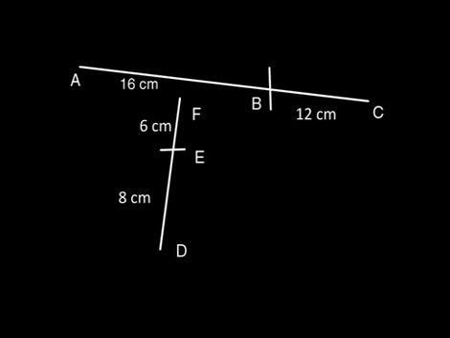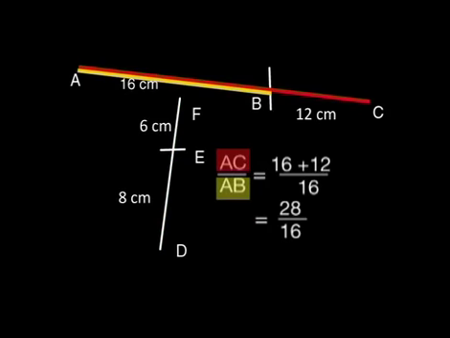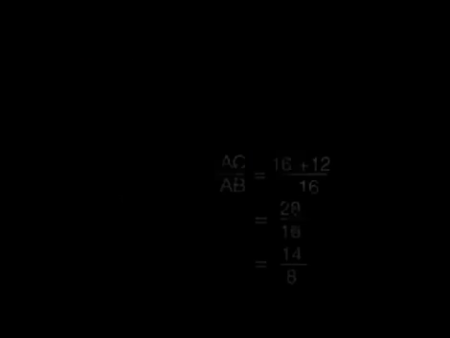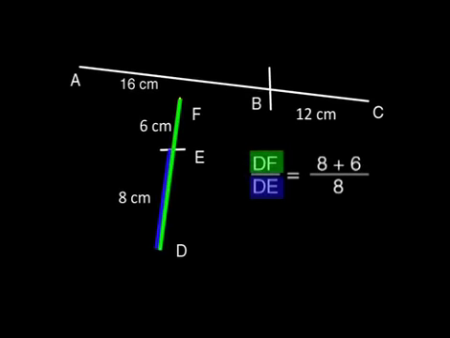Excellent, Kanya. Now, do you think you could name some other ratios that are equal on these two line segments? Wouldn't AC divided by AB be equal to DF divided by DE? Because that's 28 divided by 16, which simplifies to 14 divided by 8 for AC divided by AB. And DF divided by DE is 14 divided by 8 as well.